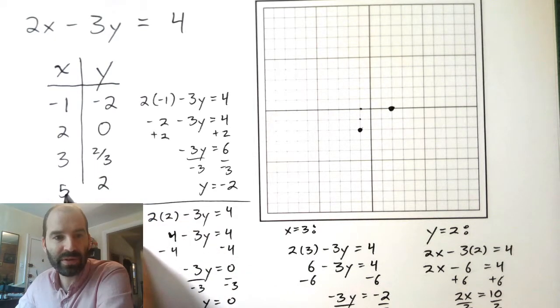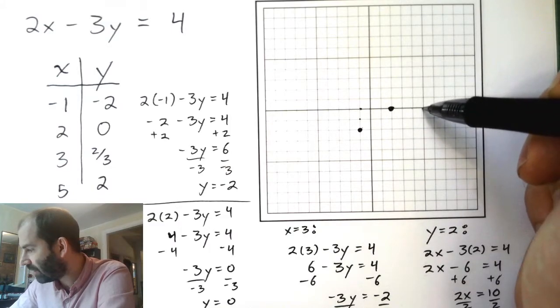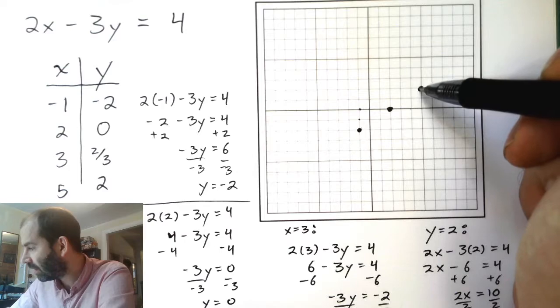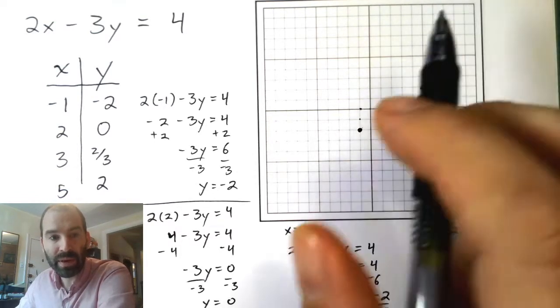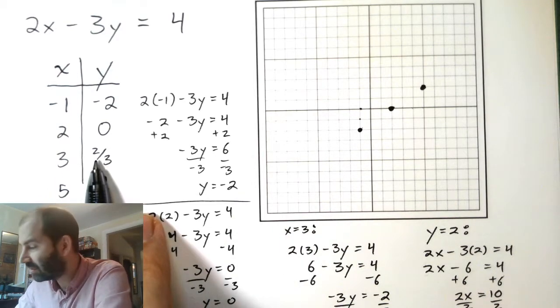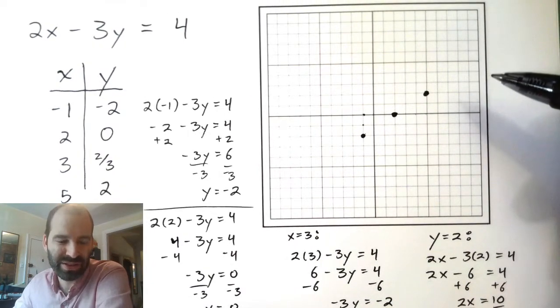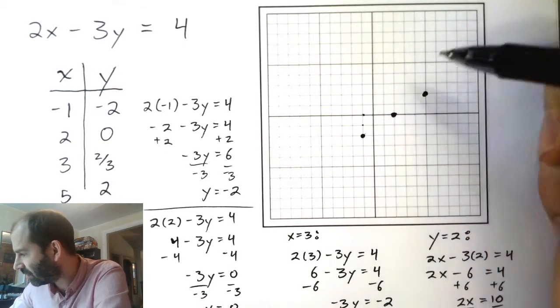Let's do 5, 2. So x is 5, 1, 2, 3, 4, 5, and y is 2, 1, 2. So we're right here. That's actually enough to draw the line. Okay, but let's go look at this one. This is 3, 2/3. All right, this is going to be tricky because my grid is so small. So it might be best just to not do the fractions, but I want to point out how you do it just to be clear.